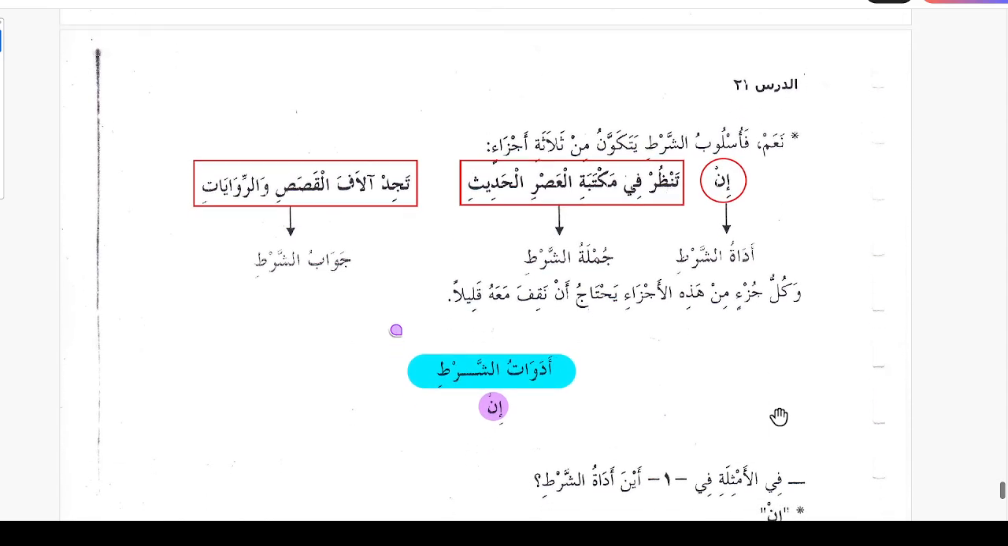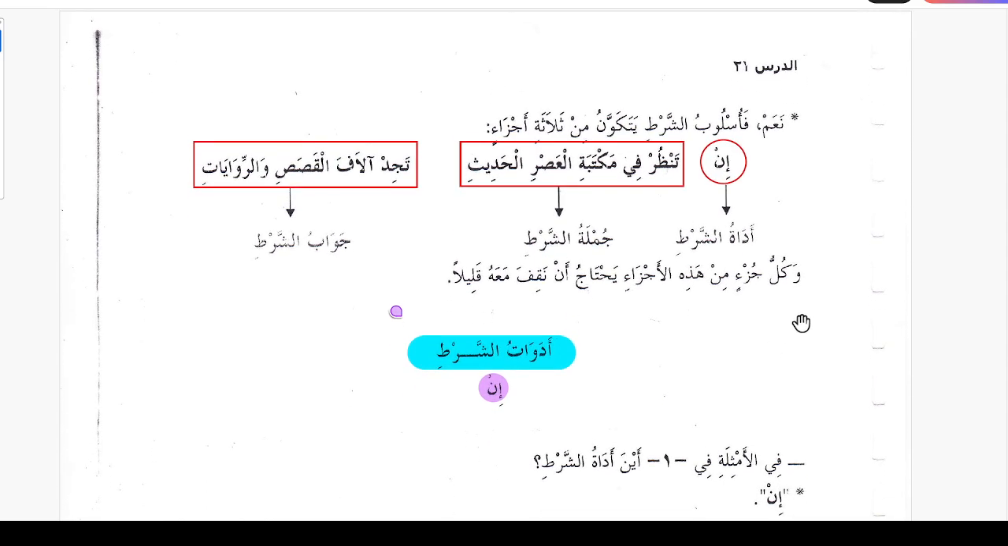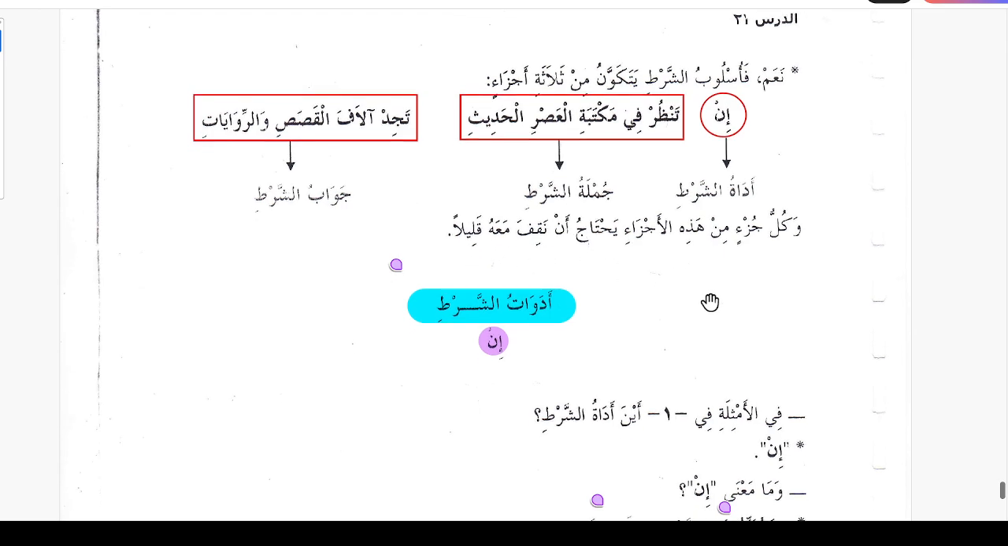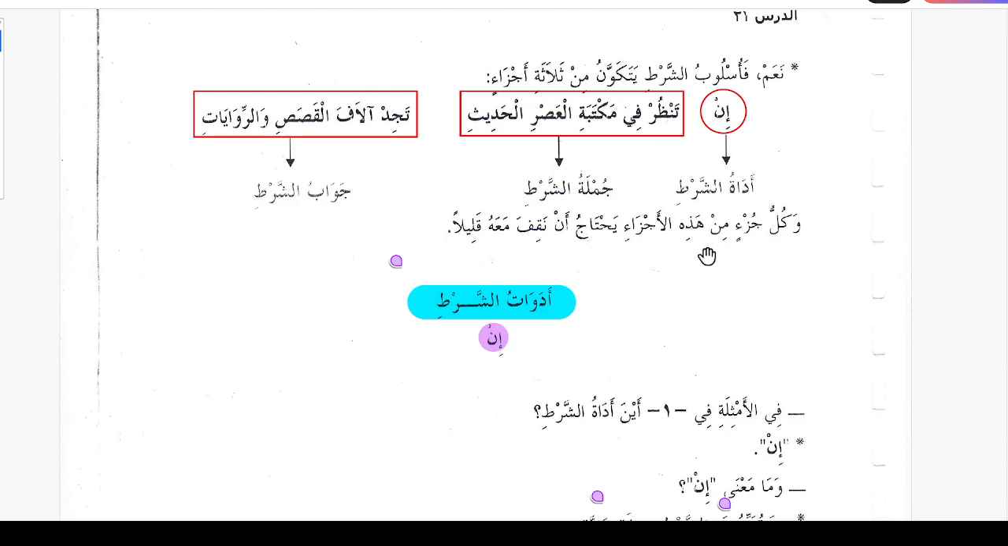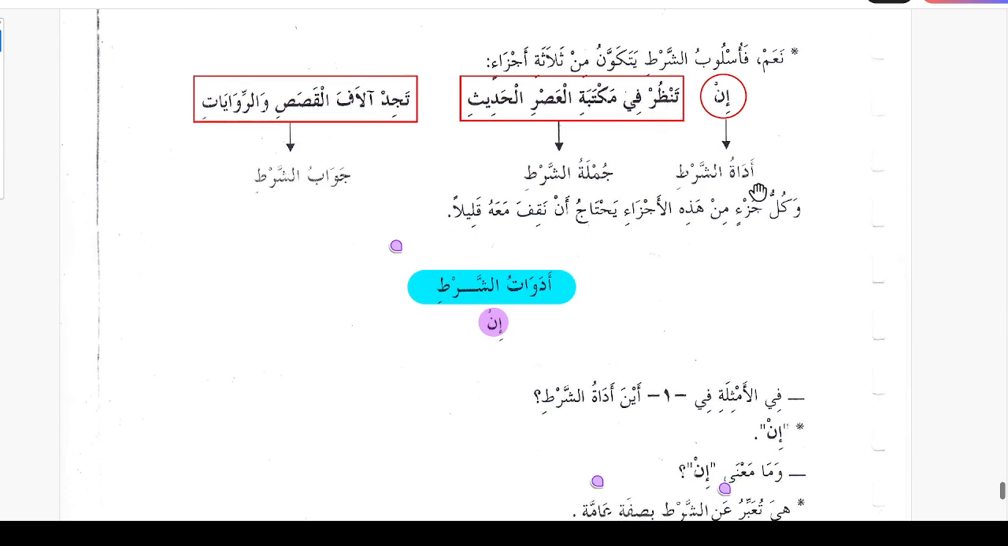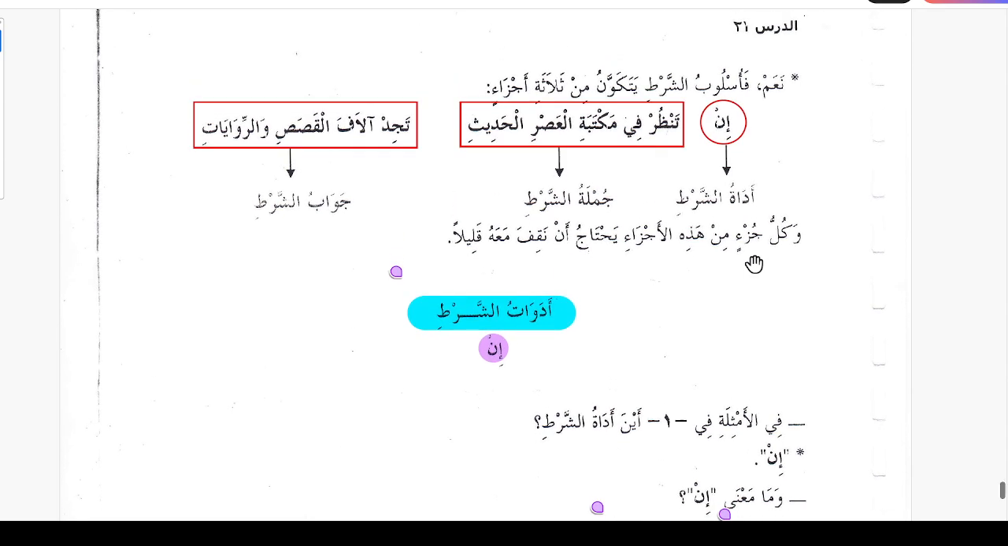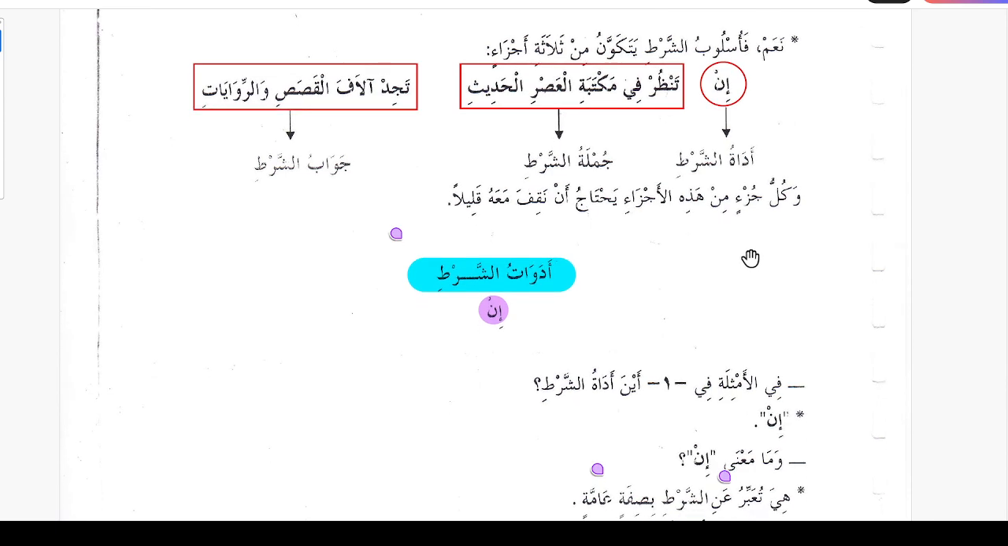Now we're going to study these three parts one by one. Each of these parts needs us to stop by it a little. It means we should focus on all of these three parts and understand what they are. So now we're going to start from the first part, which is adatu shart.